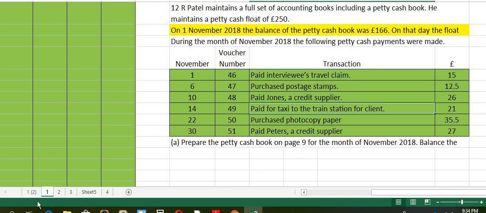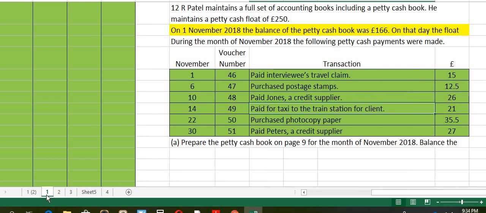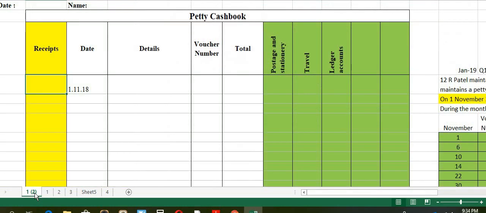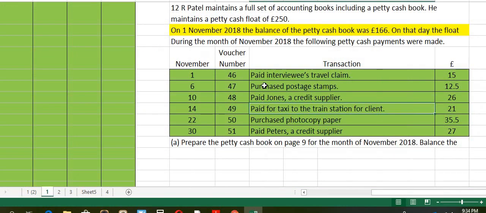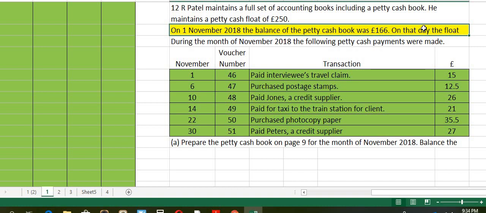So it's 1st November 2018. This shows that you enter the date, and the amount that the petty cashier has for the moment is 166. Now, it states that during the month of November, the following transactions took place. On that date, the float was restored.